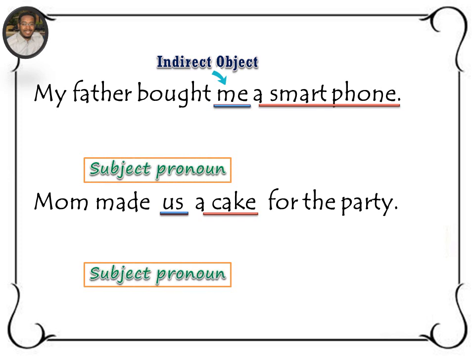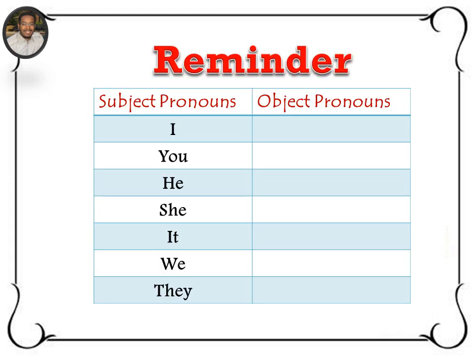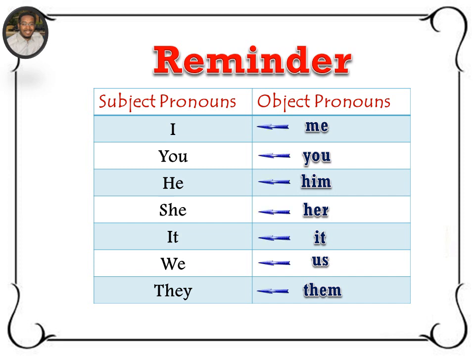So what is the subject pronoun coming from me? Very good. It is I. And us? We. Excellent. And here is a reminder of subject pronouns and object pronouns. So all of these object pronouns, when they become subjects, they take these forms.